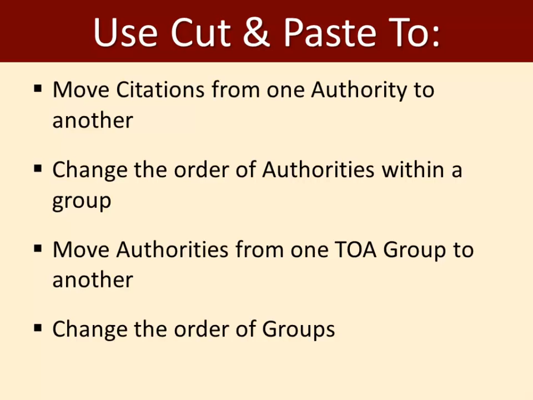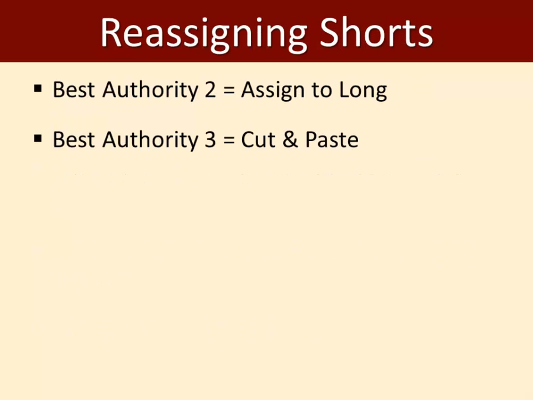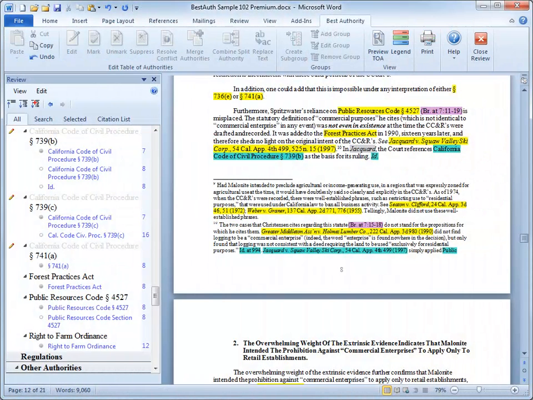As I said, we can use the cut and paste method to move a citation from one authority to another. On rare occasions, you may find that Best Authority has linked a short cite or an id to the wrong long citation. Cut and paste can be used to move the short cite to its proper authority. In version 2 of Best Authority, we used the Assign to Long feature to accomplish this task. In version 3, we've simply changed the terminology so that it's consistent with other cut and paste functions. I'll show you an example where we need to cut a short cite and paste it to a long cite.